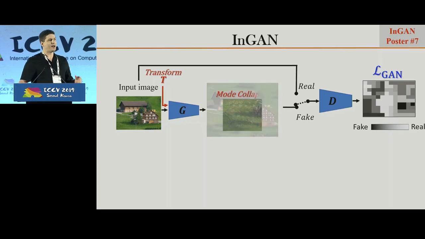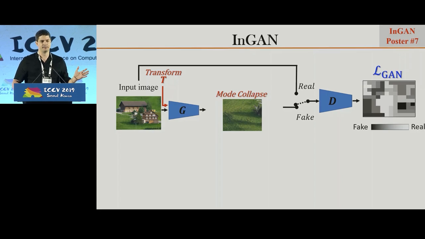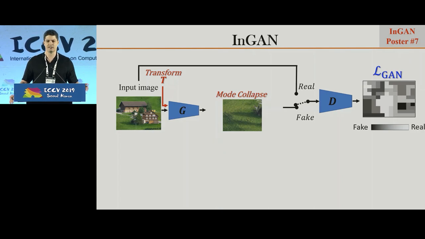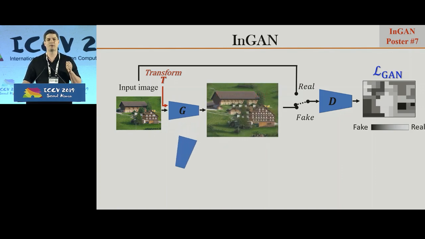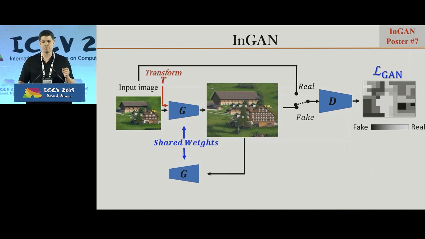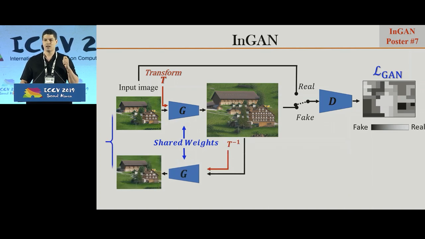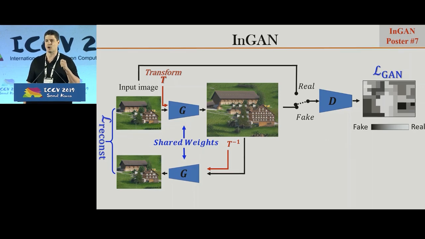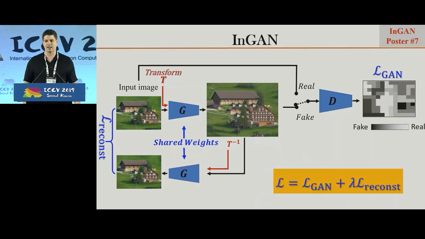For example, what if we generated an image containing only grass? The discriminator would have been happy with it, since all of these patches can be found in the original image. To avoid this problem and make sure that the generated image contains all the patches, we apply the generator again, but this time using the inverse transformation. The generator should be able to reconstruct the original image from the generated one. This guarantees no information is lost. Finally, the overall loss of InGAN is the GAN loss along with the reconstruction loss to prevent mode collapse.